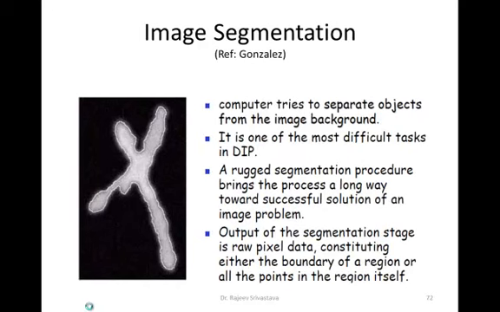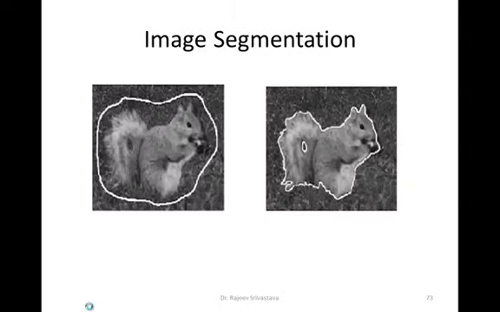Image segmentation. Basically, the computer tries to separate objects from the image background. It is one of the most difficult tasks in digital image processing. A rugged segmentation procedure takes the process a long way toward successful solution of an image problem. The output of the segmentation stage is raw pixel data constituting either the boundary of a region or all the points in the region itself. Example of image segmentation.